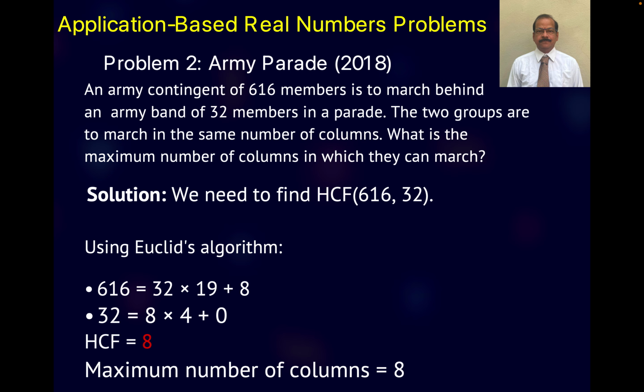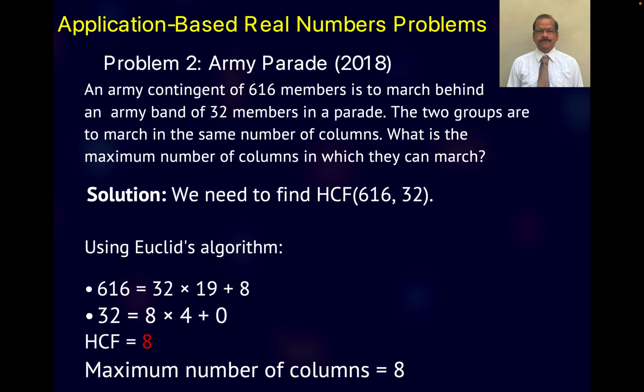Now second one, Army Parade of 2018. A contingent of Army 616 members and an Army band of 32 members. What is the maximum number of columns in which they can march, with the contingent following the band members? You need band members leading and contingent members following. How can we achieve that?